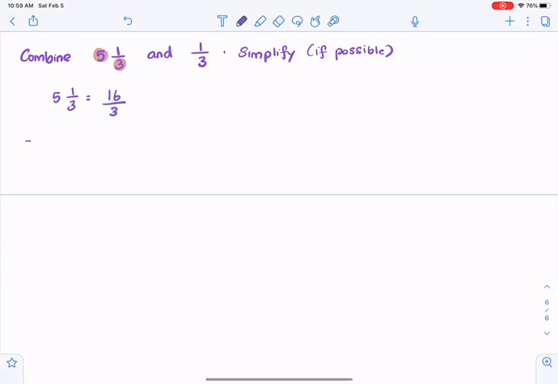So 16 over 3 plus 1 over 3. Key here is having a common denominator. If you have a common denominator, I can put it as one denominator, 3, and combine the numerators. You can only do this if you have a common denominator, which I do in this problem.